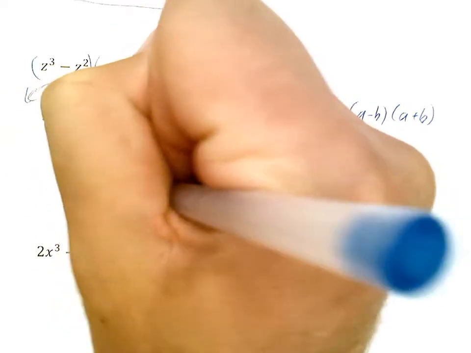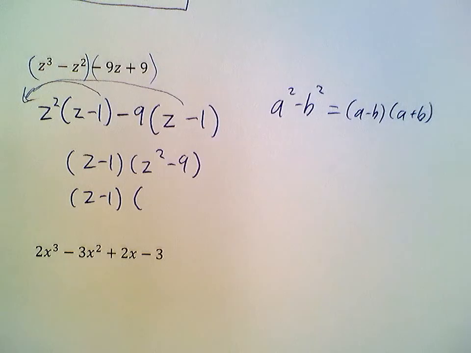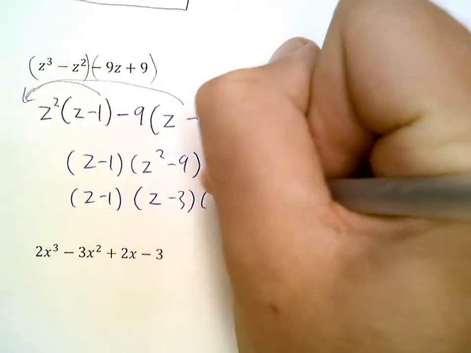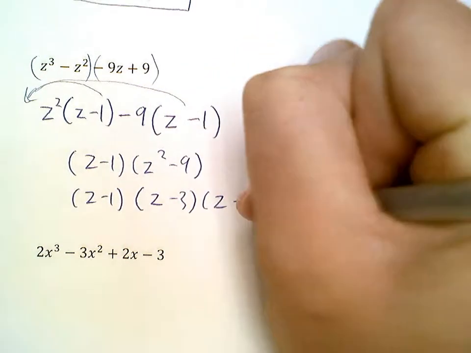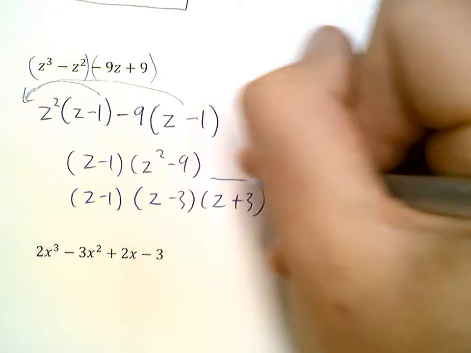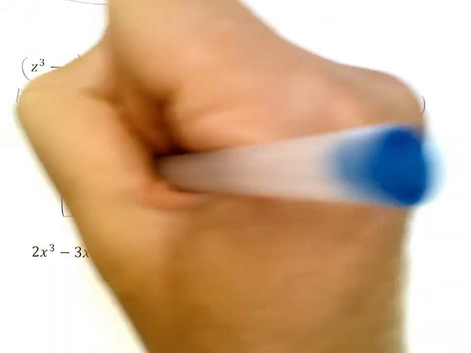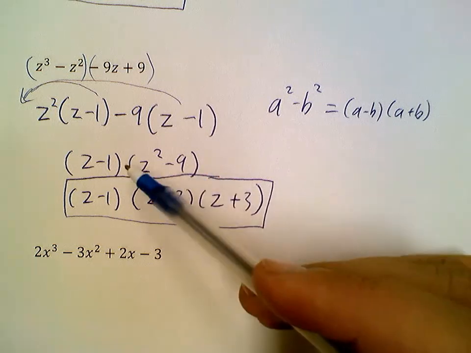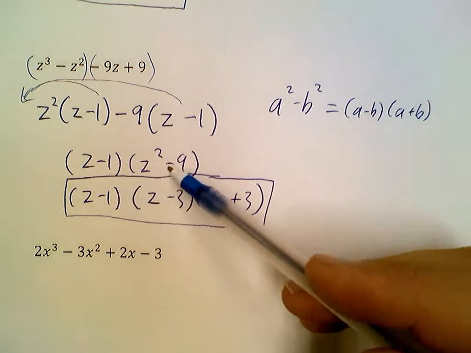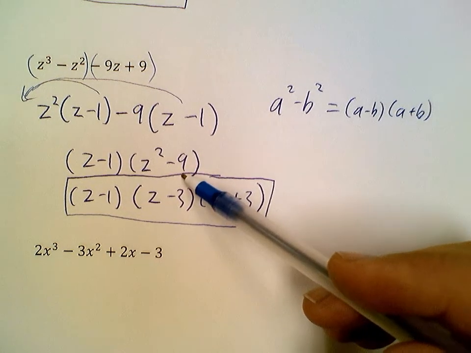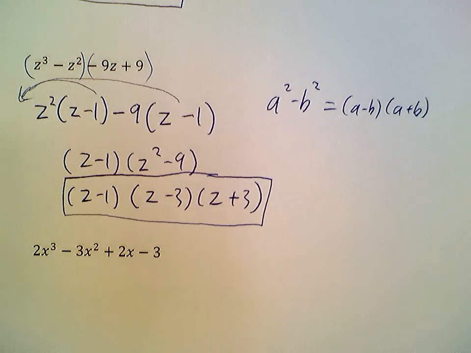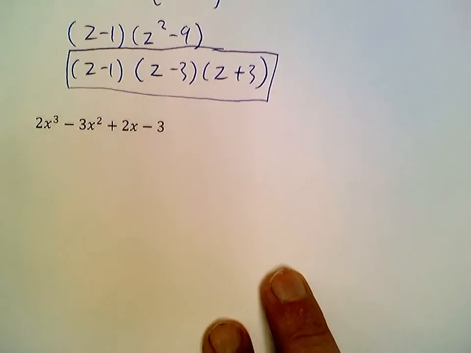So z minus 1 is going to stay the same, but z squared minus 9 is going to become z minus 3, z plus 3. And now this can no longer be factored. So in the earlier step, it wasn't actually wrong, it just wasn't factored completely. You're done factoring when nothing else can be factored out or factored by any sort of pattern. Okay, one last example down here.